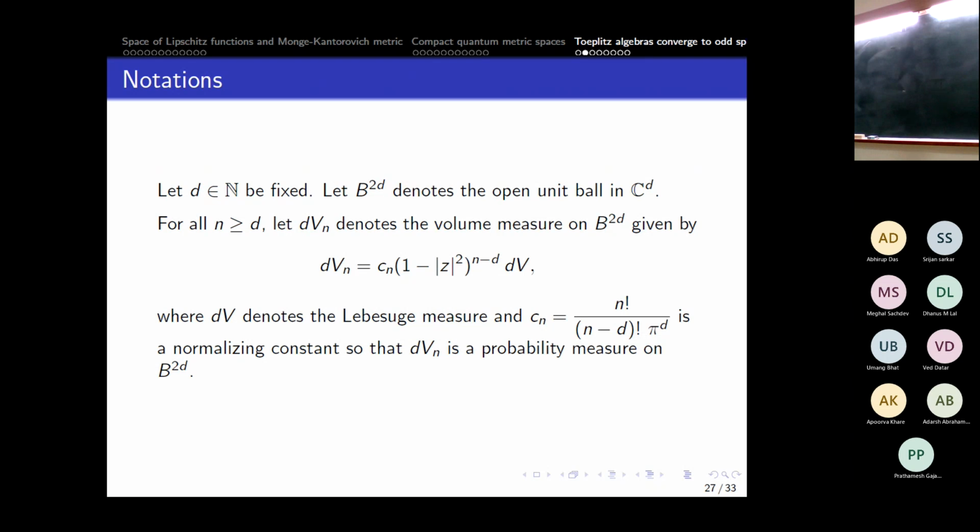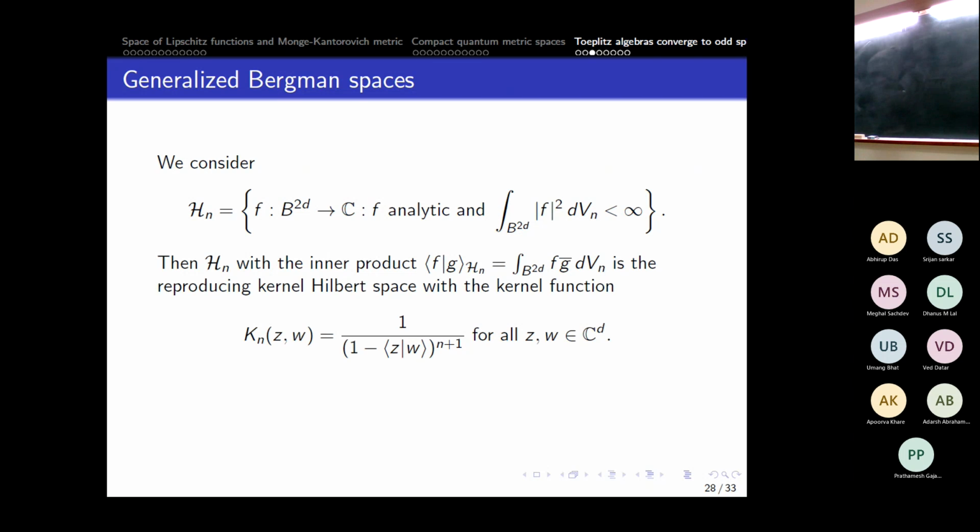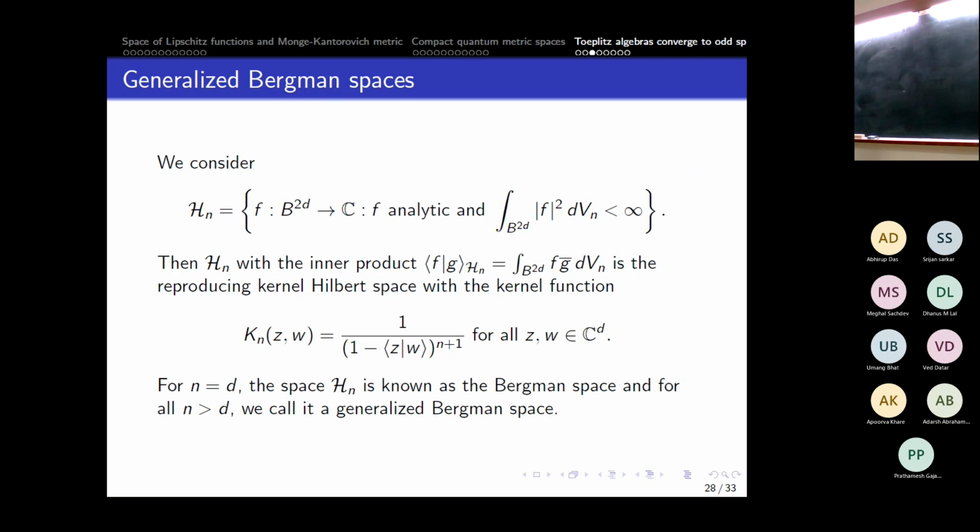And what is the use of this (1 - |z|^2)^(n-d)? Because let us consider this space, which is called generalized Bergman space, the space of analytic functions which are square integrable with respect to this dv_n. Then this is an inner product space with respect to the usual inner product in L2. But this is a reproducing kernel Hilbert space with respect to this kernel function. And here it's basically coming because of the factor of (1 - |z|^2)^(n-d) we took above. For n equal to d, it's called Bergman space. And for n greater than or equal to d, it's called generalized Bergman space.